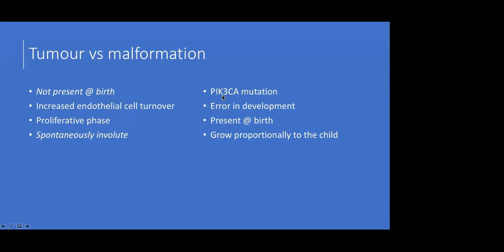Then looking at malformations, the majority of them are associated with a PIK3CA gene mutation. They are errors in development, and they are present at birth. Sometimes they might not be appreciated at birth, only becoming apparent later, and then they usually grow proportionally to the child, but they can go through times of rapid enlargement due to bleeding or infection.